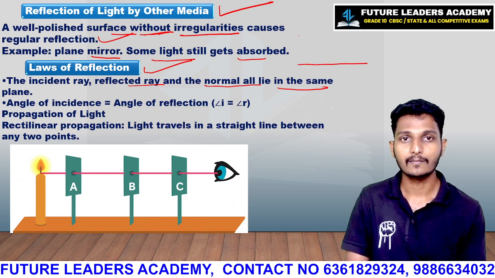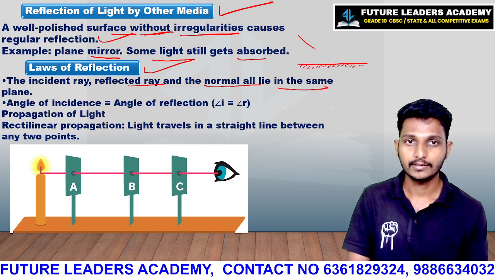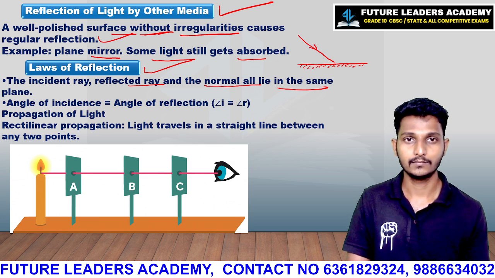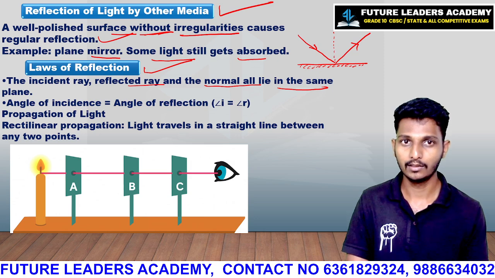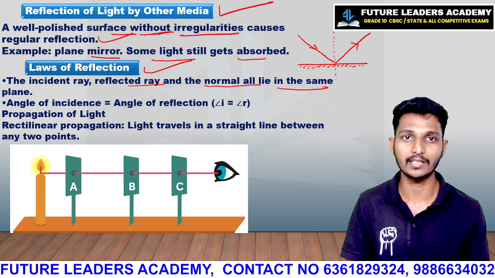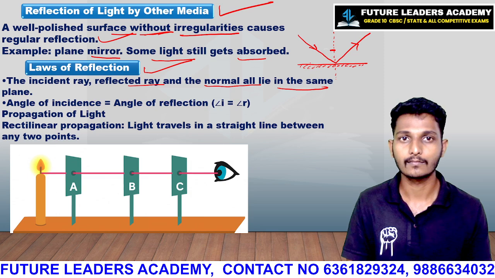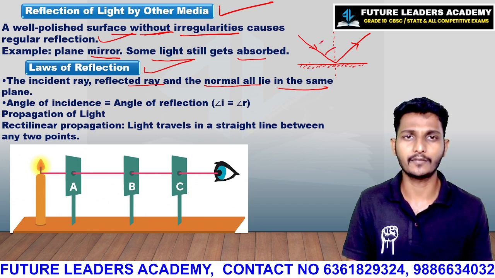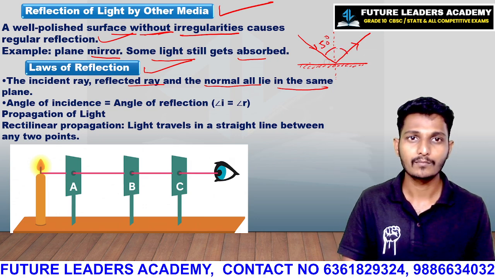Consider this is a plane mirror, which we will call the plane. This is the incident ray. This is the reflected ray, and the normal to the reflection. From the normal to the incident ray, there is an incident angle. Consider it as 50 degree, and this must be 50 degree only.